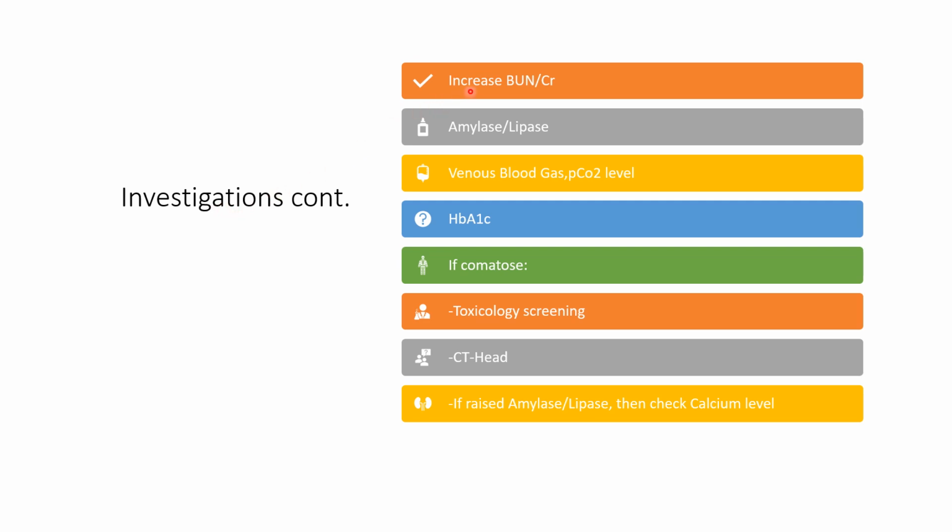Still on investigations, blood urea nitrogen and creatinine can be on the increase. Amylase and lipase to know what's happening to the pancreas. Venous blood gas, arterial blood gas, PCO2 level. We want to know if there is compensation or none. Hemoglobin A1C, glycated hemoglobin, to know how bad the glucose is, whether glycemic control is ongoing or not. If the patient is in coma, then we should have toxicological screening also done, because you might not be able to tell, might be street drug that has added to this or certain medication prescribed or not. You can have CT of the head done, because someone in coma, you might not be able to say what has happened before now. If raised amylase and lipase, then we have to check for the level of calcium.